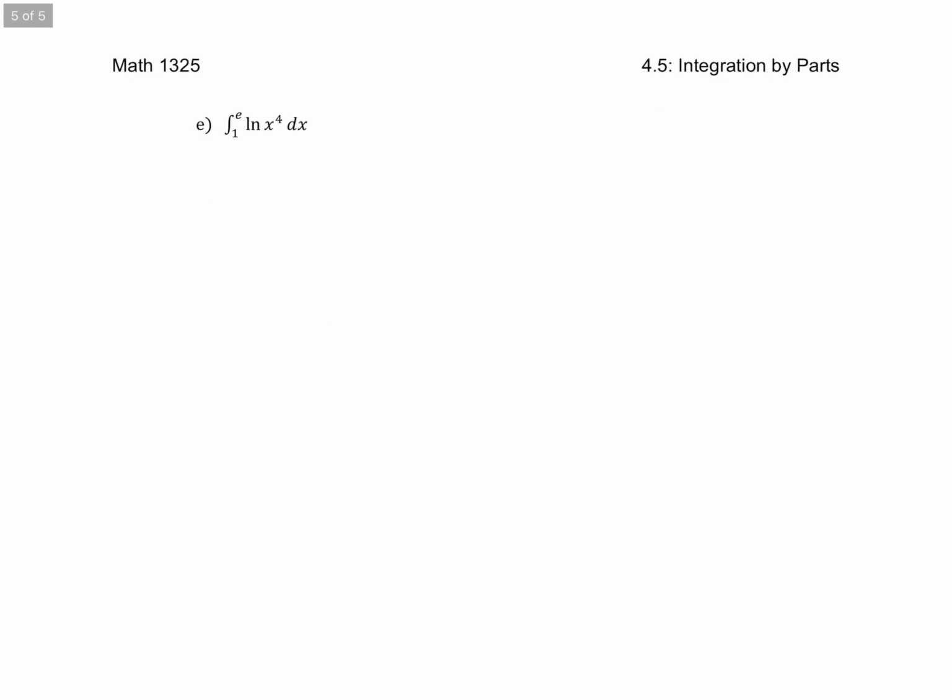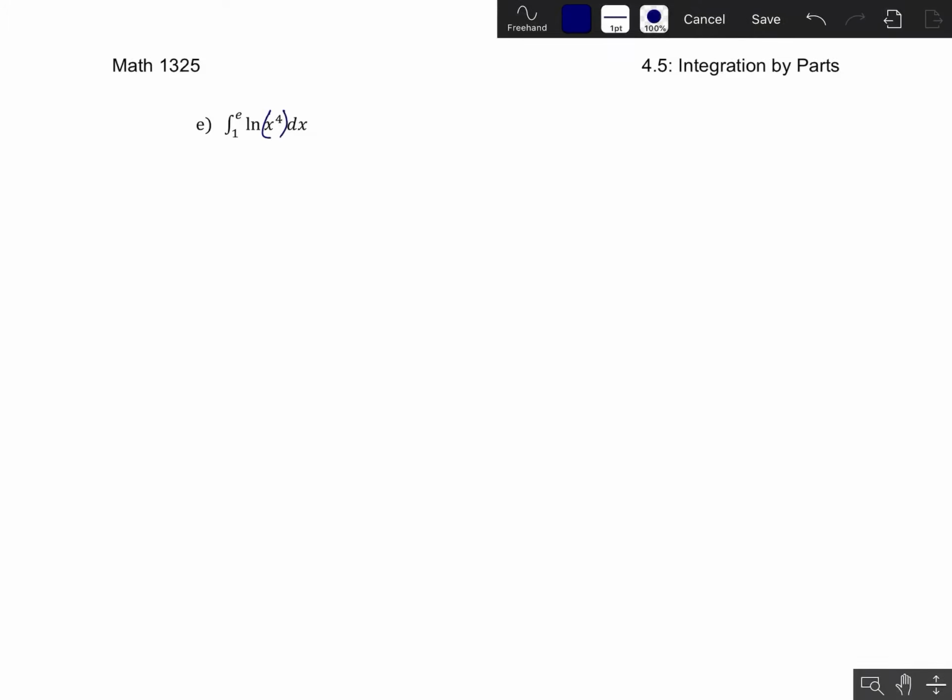Lastly, we'll look at example E here. Now, this is a definite integral. So here we have integral bounds. So it is important to know what happens with integral bounds here. So this time we have ln of x to the fourth. I'm interpreting that like this, so that x to the fourth is what's on the inside of the ln.